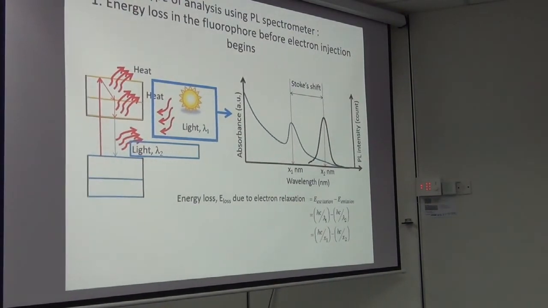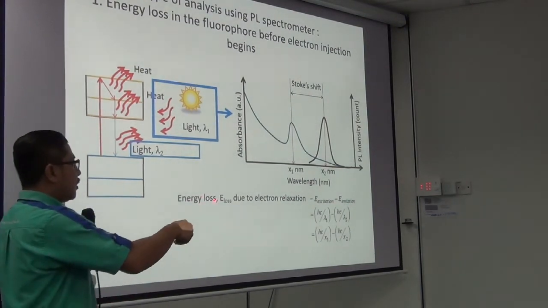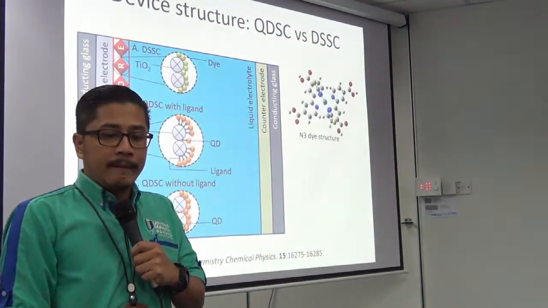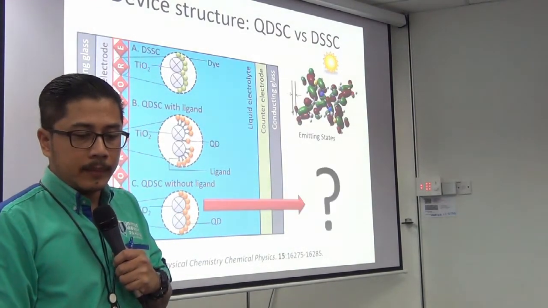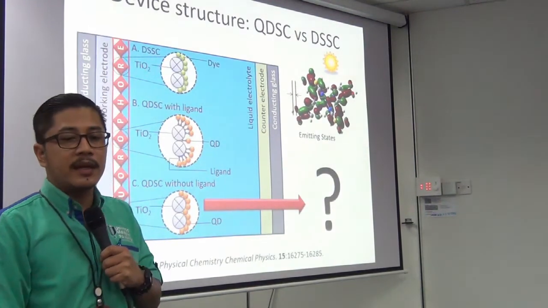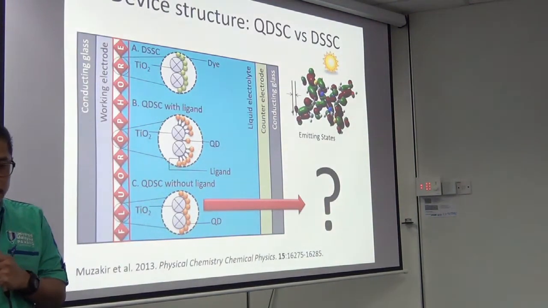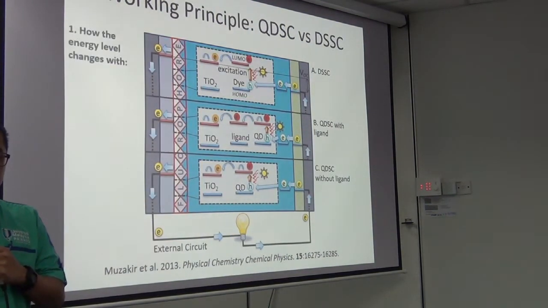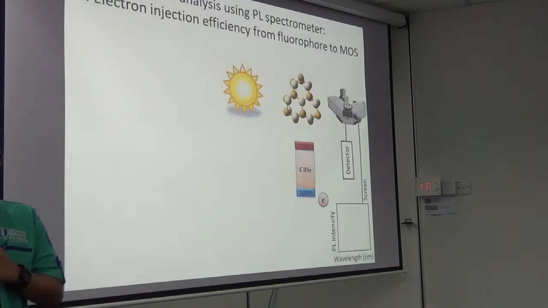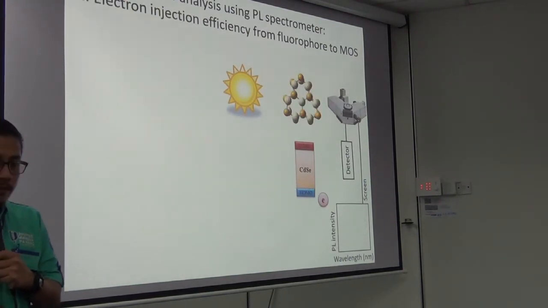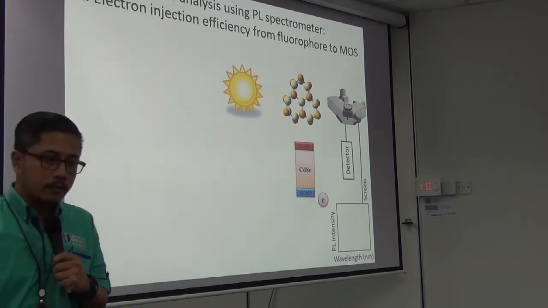Very easy to calculate. Just find the Stokes shift and convert them into the energy loss. Now we have covered this topic, the device structure of quantum dot solar cell and dye-sensitized solar cell. The differences we have covered. The working principle also we have covered. And this one also we have covered, but I repeat just in case you forgot.